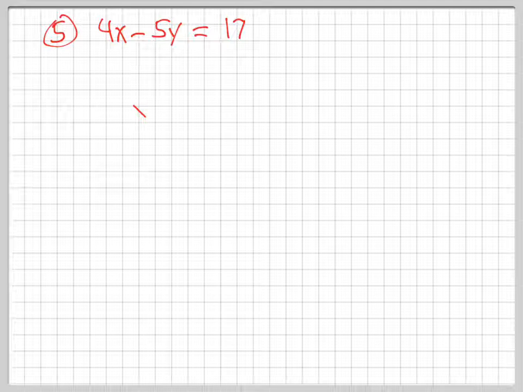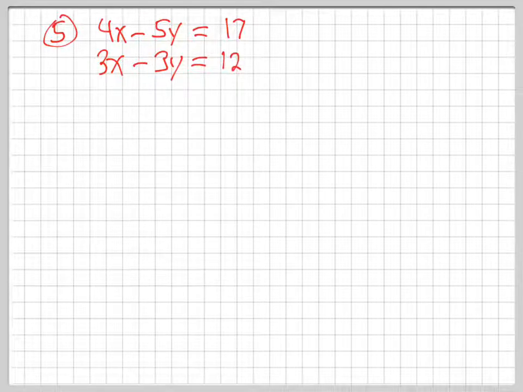On number 5, the question goes 4x minus 5y is 17. The second one is 3x minus 3y is 12. So we're going to do the elimination method again. So it means we're going to make opposites. So this time we're going to need to multiply both equations. This one's going to be a little more advanced.